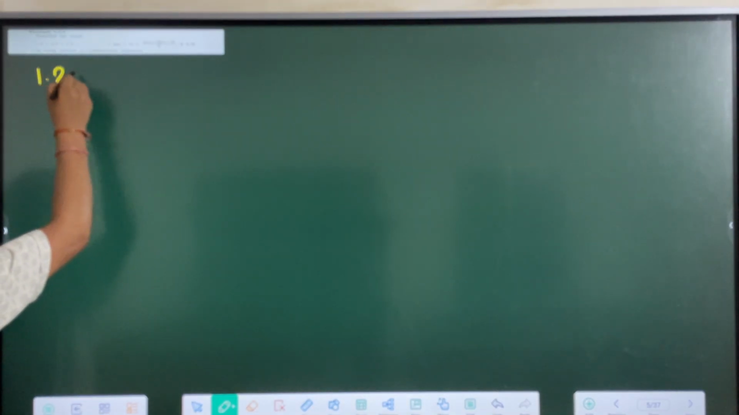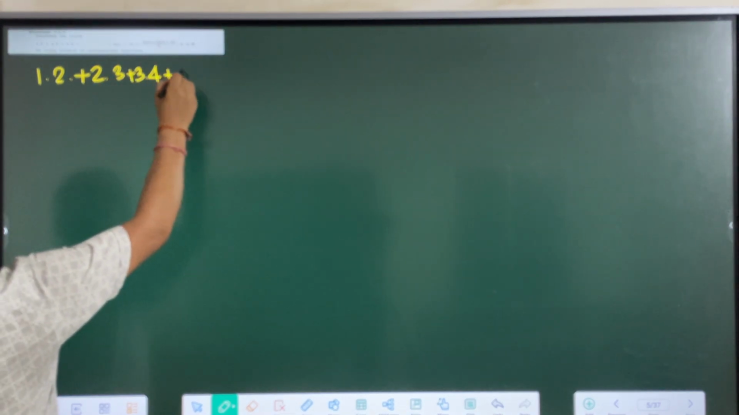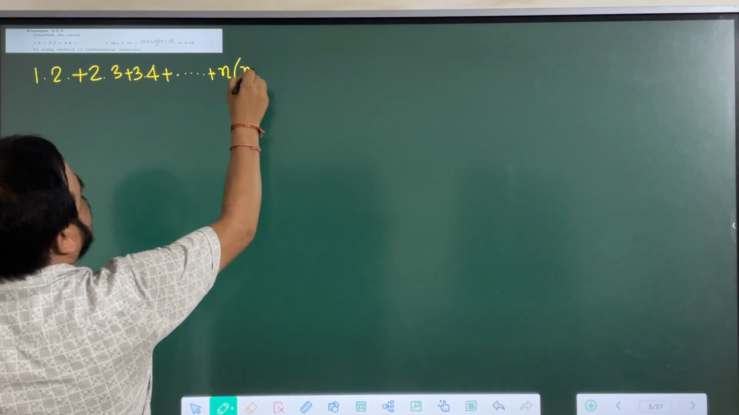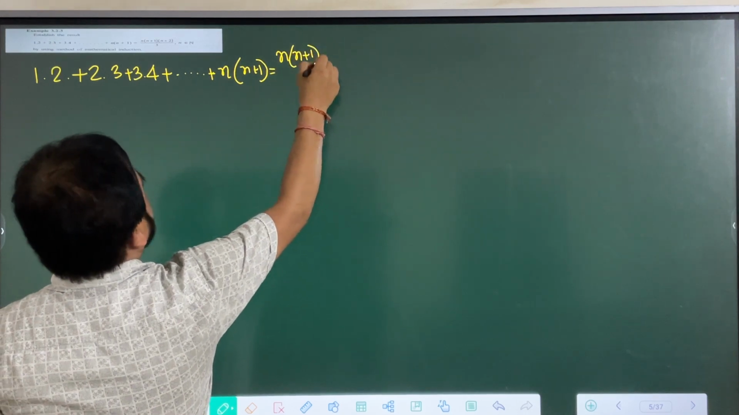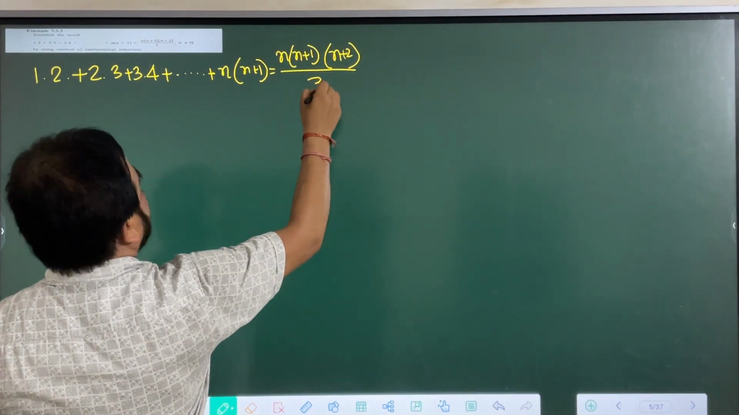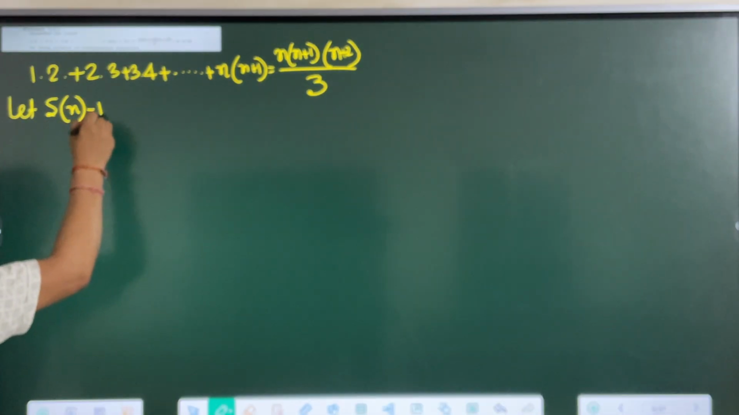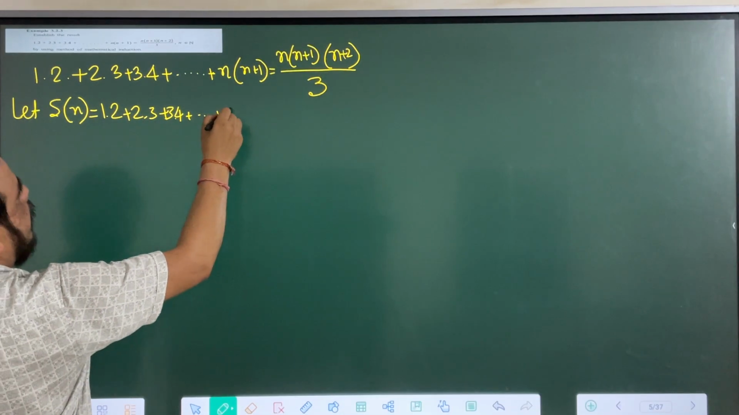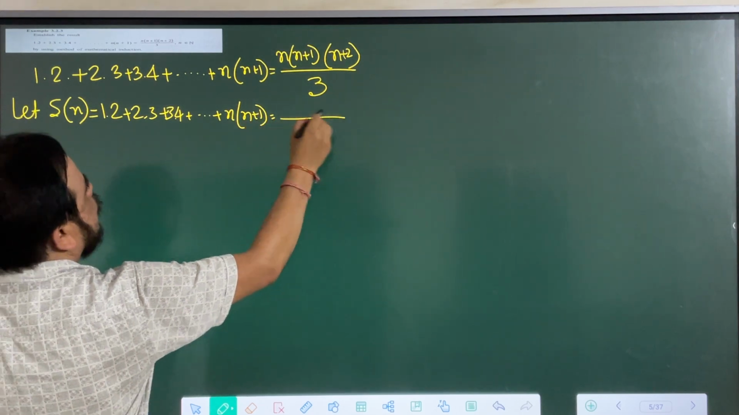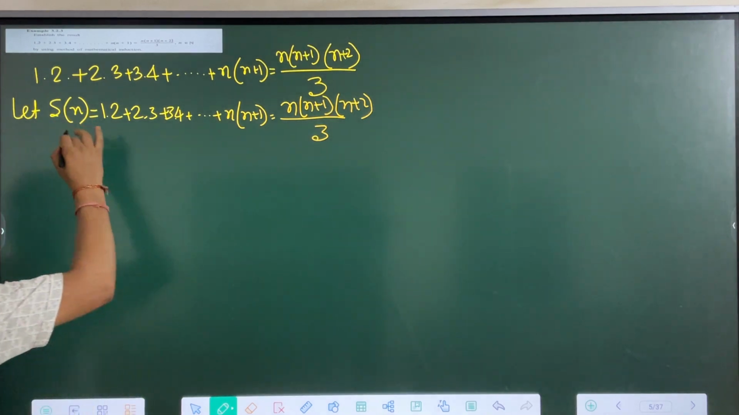Exercise 3, example 3.2.3. 1 into 2 plus 2 into 3 plus 3 into 4 plus dot dot dot plus n into n plus 1 equals to n into n plus 1 into n plus 2 by 3. So let Sn. Here there is nothing to think. Directly rather than 1 into 2, 2 into 3, 3 into 4, same thing you will have to write again. N into n plus 1 equals to n into n plus 1 into n plus 2 by 3. Just Sn let you have to write.